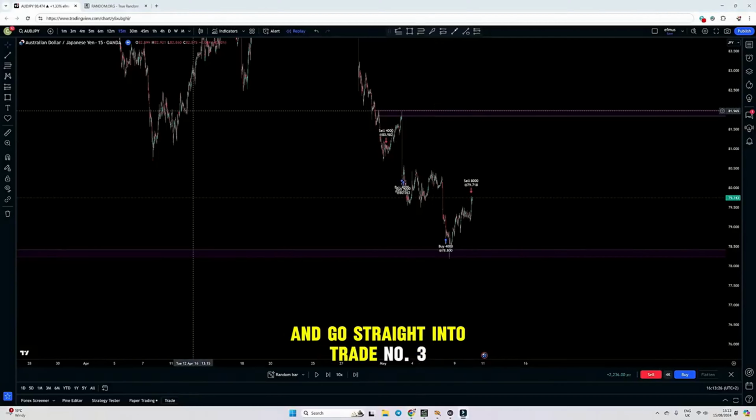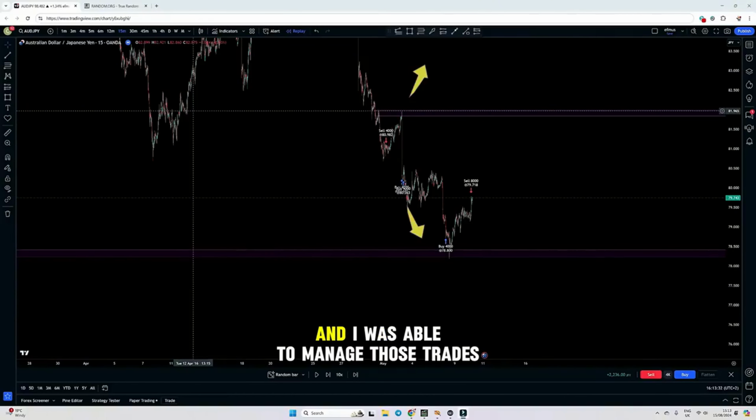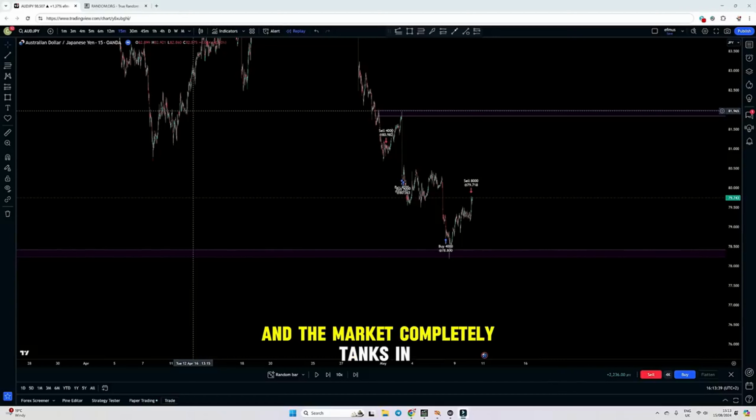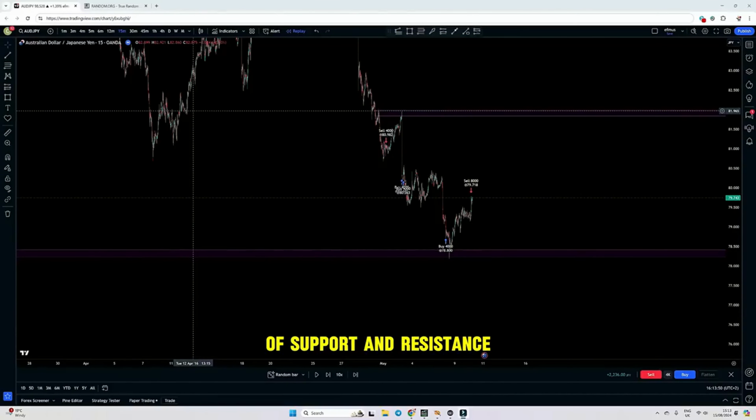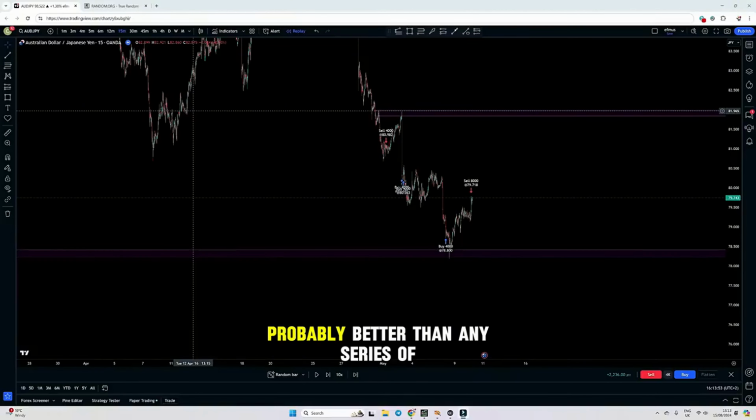We can go straight into trade number 3. You can see our first 2 trades both went against me, and I was able to manage those trades in such a way that even if we enter a trade and the market completely tanks in the opposite direction, if our lot sizes and money management are correct and we can identify very simple areas of support and resistance, you can manage your account probably better than any series of TradingView indicators ever could.